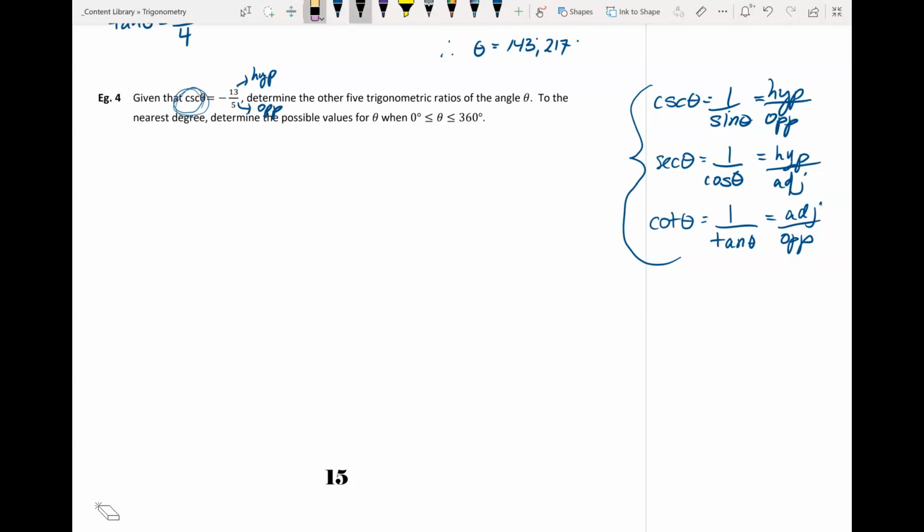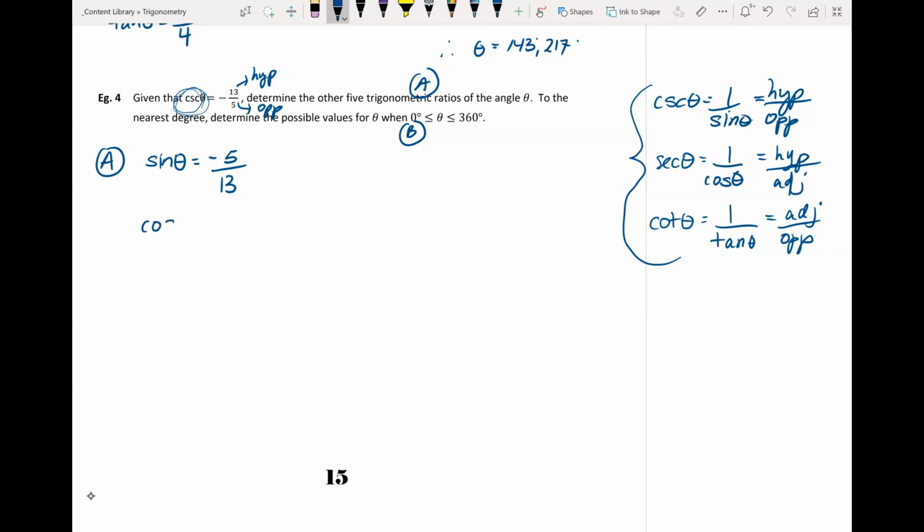So I'm going to call this question A, and then the other one is another question, question B. So for question A, we are going to try to find sine theta, cos theta, tan theta, secant theta, and cotangent theta. So we already know what sine theta can be, because sine theta is opposite over hypotenuse. We know the opposite is 5, the hypotenuse is 13, and because cosecant is negative, so is sine, just because they are reciprocal functions of each other.